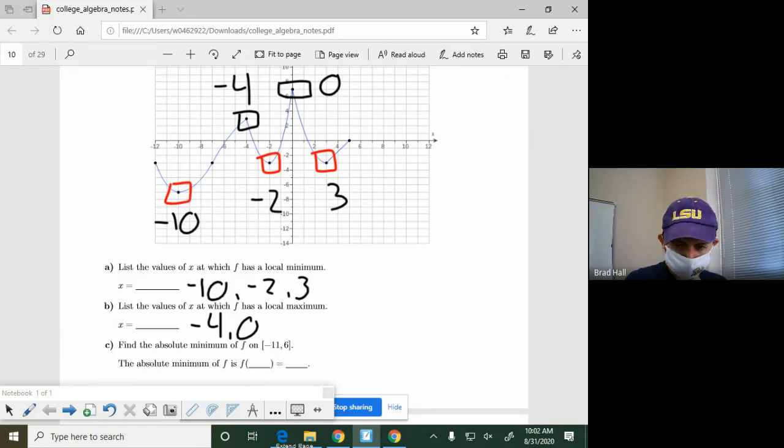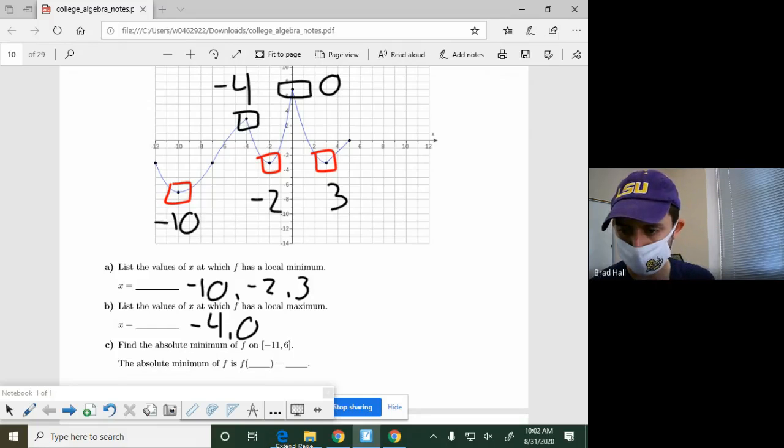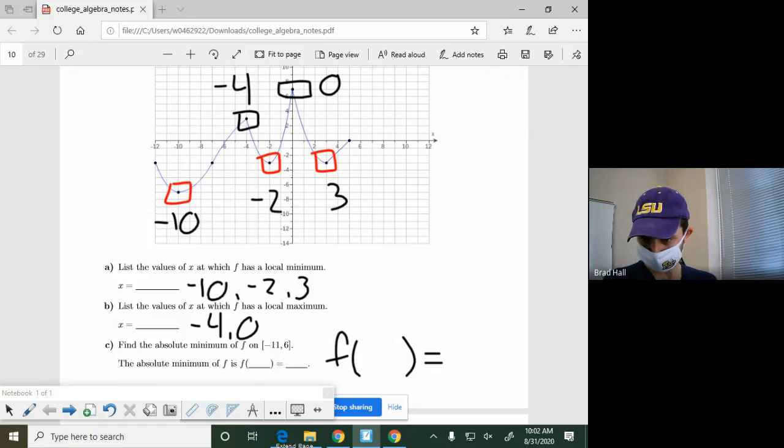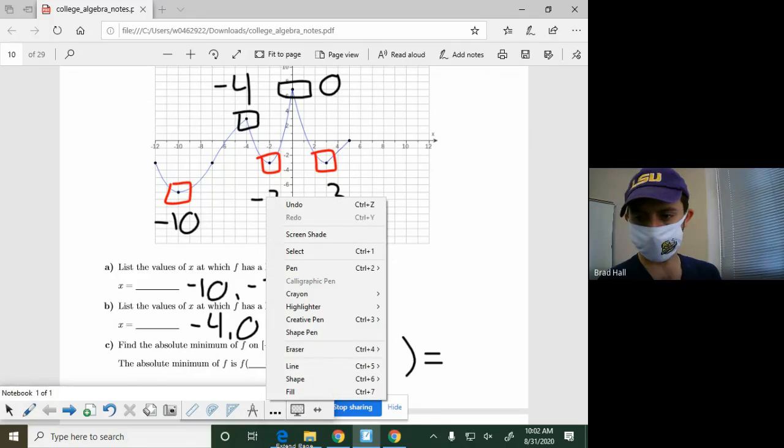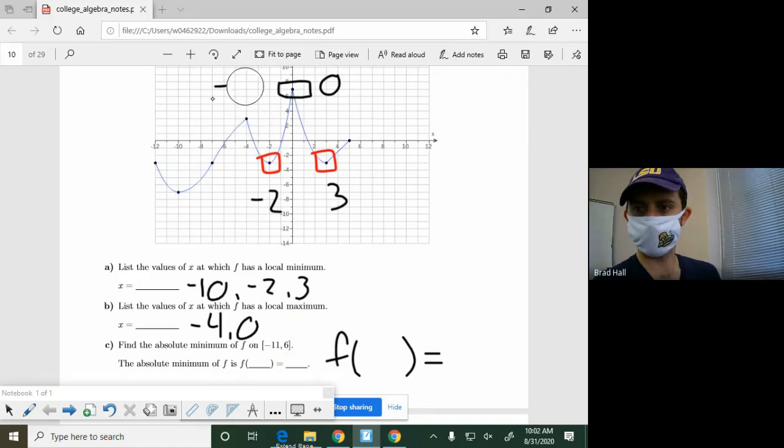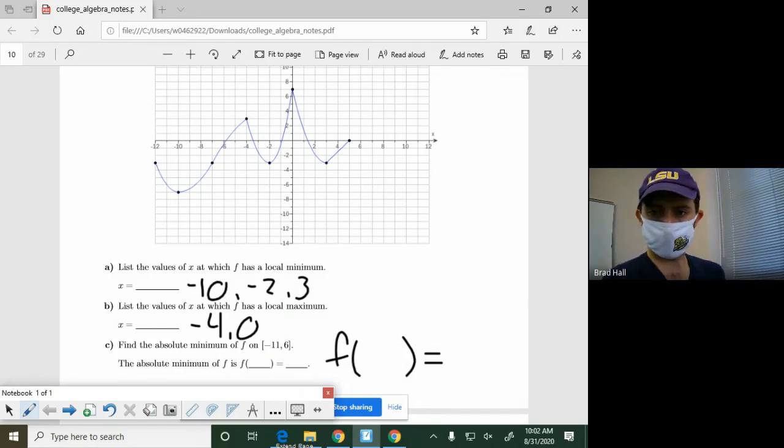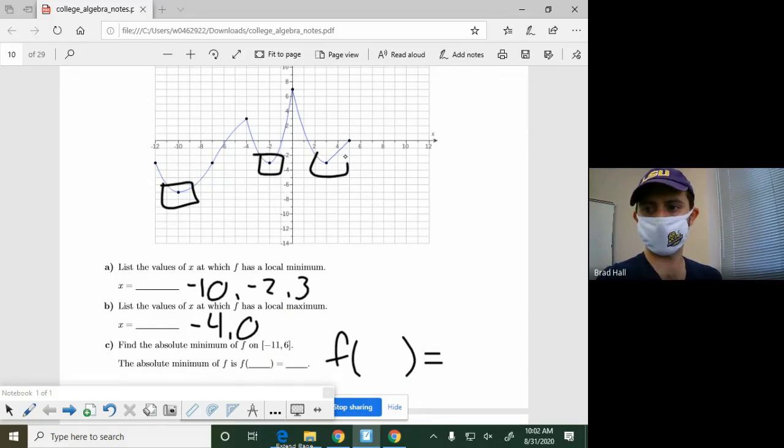And then part C may look tricky. I'll just write up the notation because I kind of write a little large. It wants to know the absolute minimum. Absolute meaning one, minimum meaning bottom of a valley, lowest point of a valley. So if we look at this whole thing, we found 3 minimums, and then we just picked the one that's the lowest. Gone, gone. This one's the lowest.